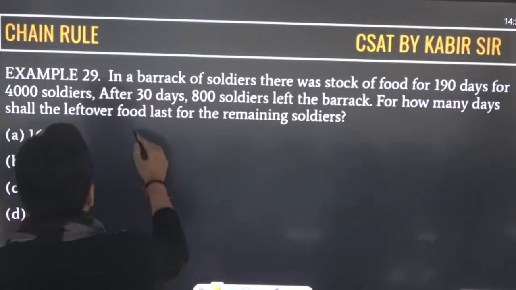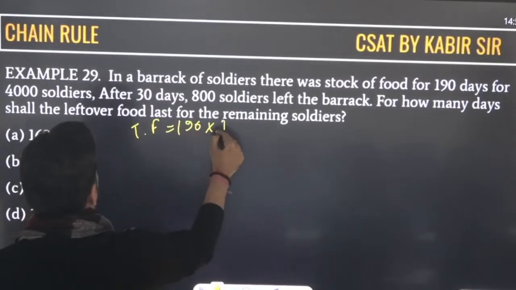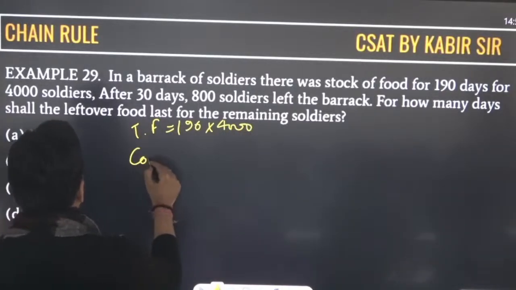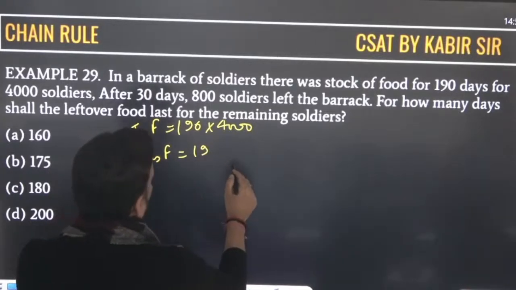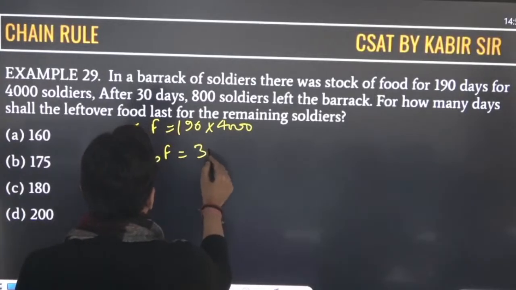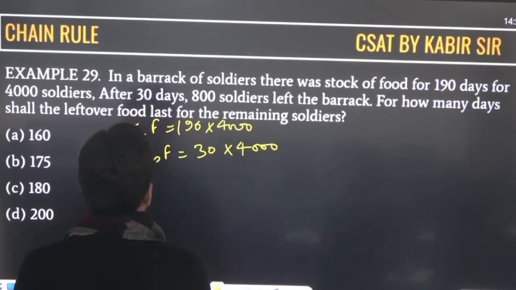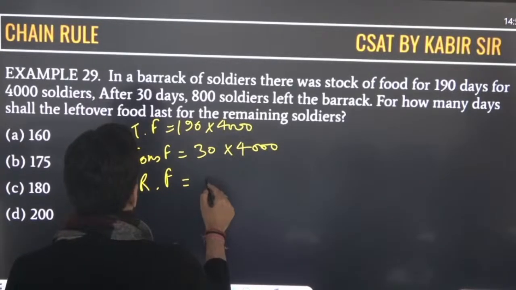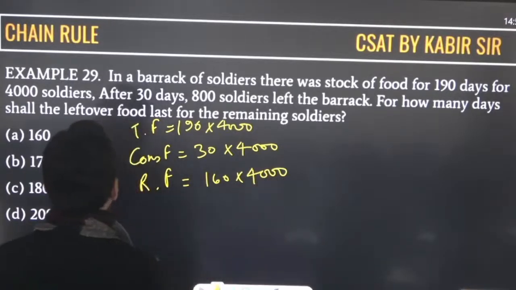So total food is 190 into 4,000, and consumed food will be 30 into 190, 4,000. The remaining food will be, right.